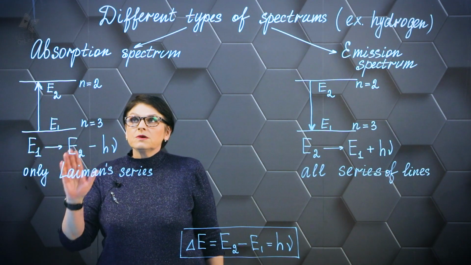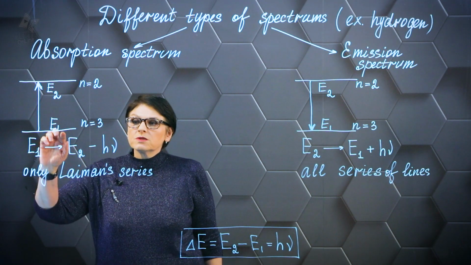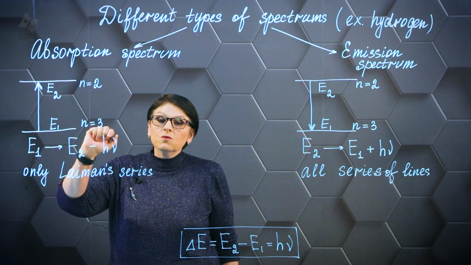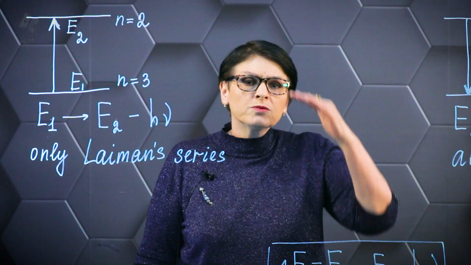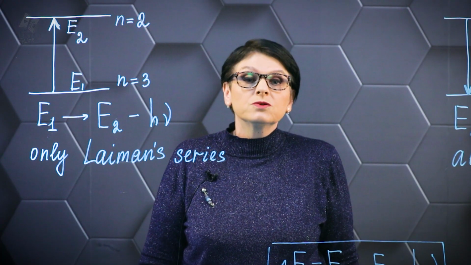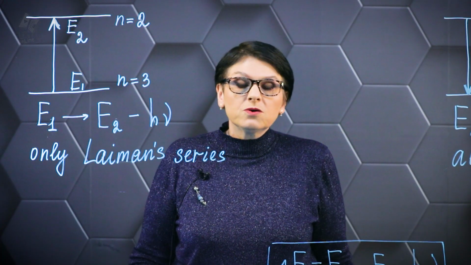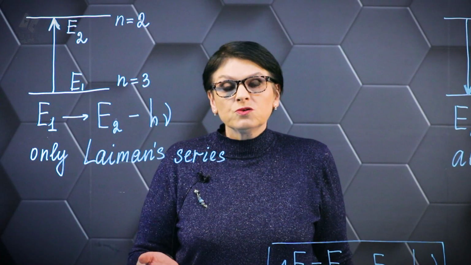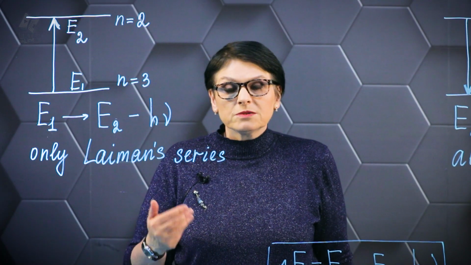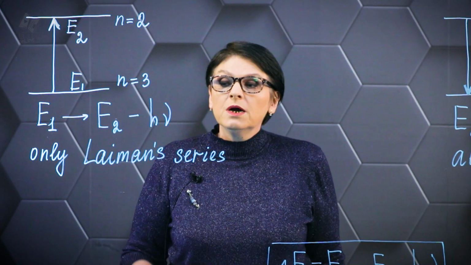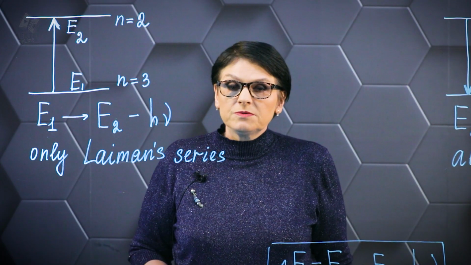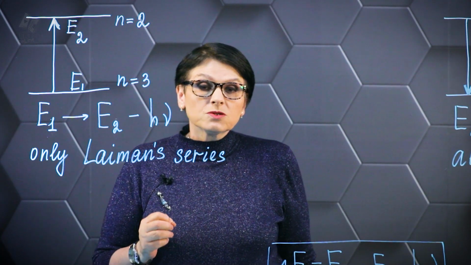If we are talking about an absorption spectrum, for example, an electron that is at level 3 can go to level 2. Thus, it appears to descend from the upper levels towards the lower levels. Such a transition occurs by absorbing quanta of light. If we want to get such a spectrum, it will require the expenditure of this quantum of light. And this transition is only observed in the Lyman series.